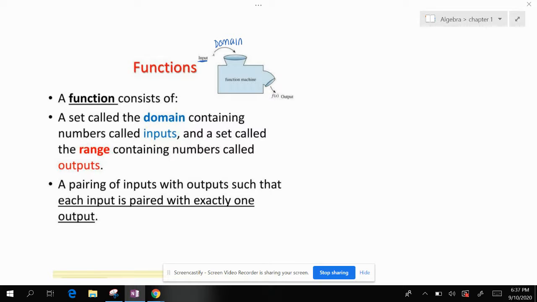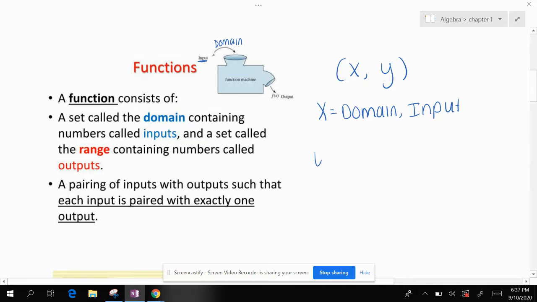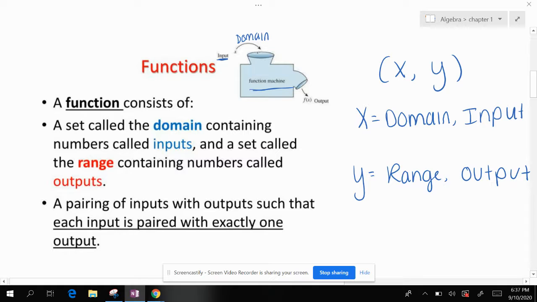The same thing goes with a point, X and Y. X can go by domain, and it can go by input. It's got a lot of nicknames. Y can go by range, and it can go by output. So here, this is the function machine, and we throw the X value into the function machine, or the input, and out comes the Y, or the output, or the range.